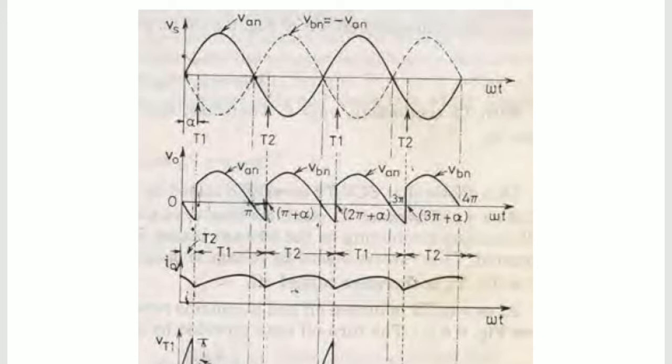So there is output current IO. The current does not decay to zero, it is continuous type. We can see from this diagram the current is of continuous type.